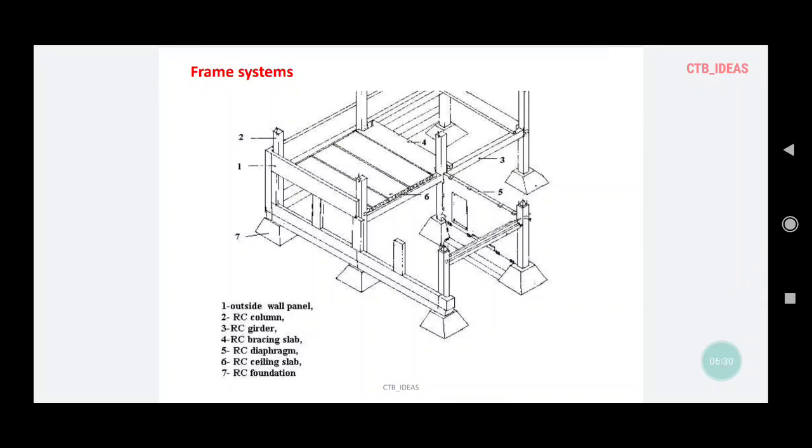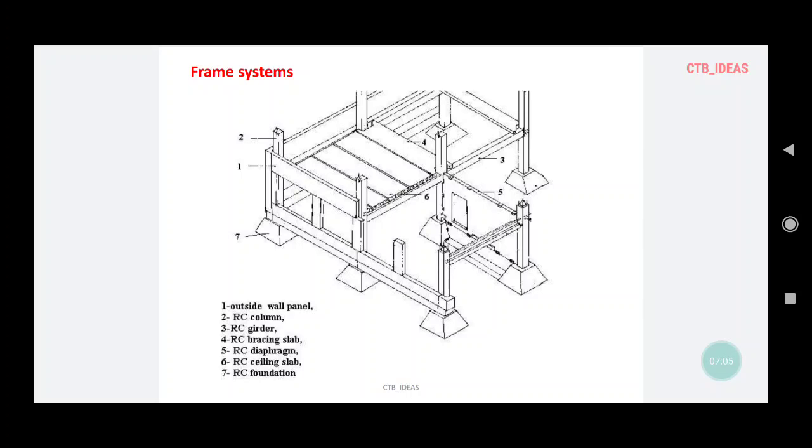This is how the frame system looks. So you have various precast components like wall panels, reinforced cement concrete column, reinforced concrete girder. Girder is also called a beam. Reinforced concrete diaphragm. Diaphragm is nothing but a partition wall in this particular design, you can say. Then you have ceiling slab and then you have reinforced concrete foundation. All the elements are precast.